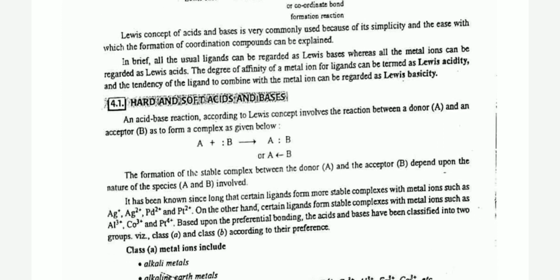The Lewis concept of acids and bases is very commonly used because of its simplicity and the ease with which the formation of coordination compounds can be explained. In brief, all the usual ligands can be regarded as Lewis bases, whereas all the metal ions can be regarded as Lewis acids. The degree of affinity of a metal ion for ligands can be termed as Lewis acidity, and the tendency of the ligand to combine with the metal ion can be regarded as Lewis basicity.